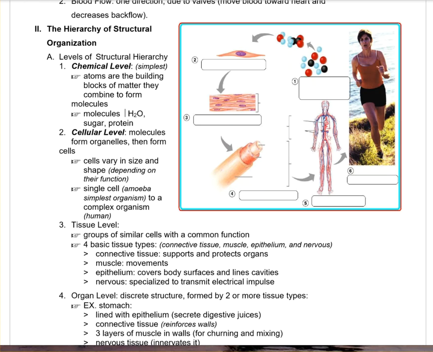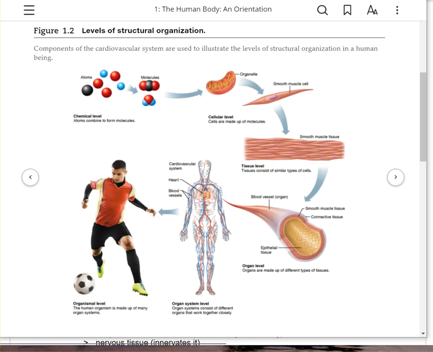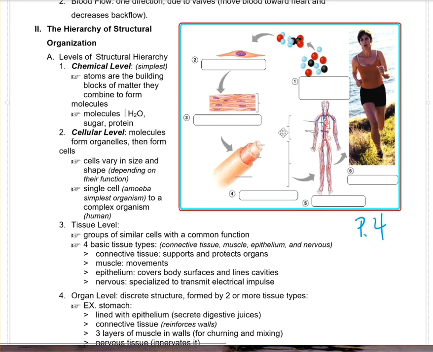And so we'll write that in right here, page 4. However, the picture that's in the book is a little bit different. You can see it's using a soccer player instead of the runner, but the exact same levels are there. So I'm going to go back and we'll fill this one in, but you can look at the one here, or you can look at the one that is in the notes.